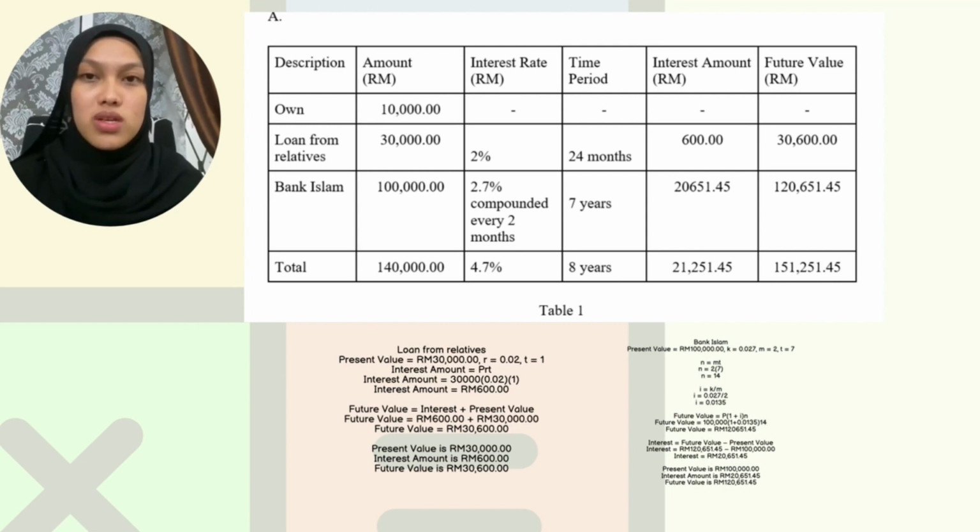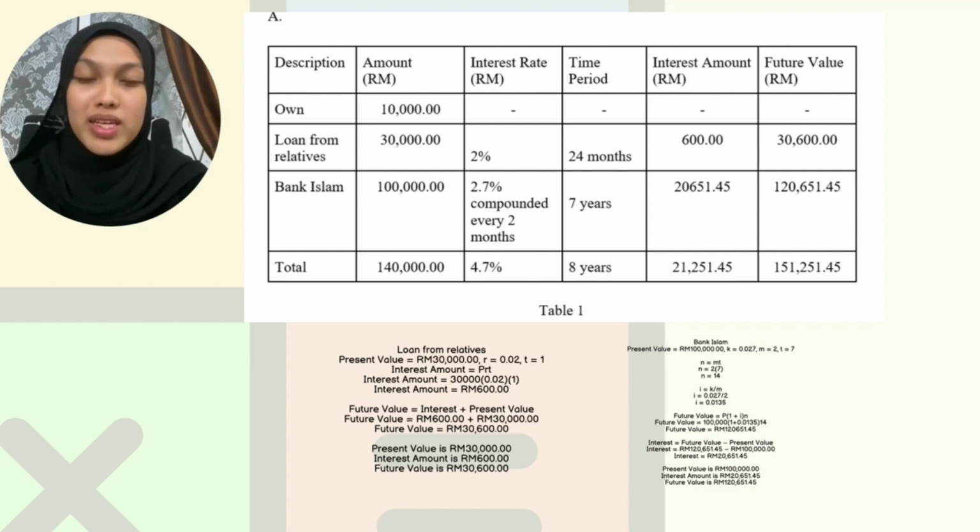On question 2, the question is to estimate the amount the company needs to start the business. Hence, using the interest rate given, find the interest amount and the amount after the time given. To find the interest amount, we can use the formula I = PRT, where P is 30,000, R is 2% or 0.02, and T is 24 divided by 12, so we get 900 for the interest amount in loan probability. To find the future value for loan probability, we use the formula future value equals I plus PV. After that, we get the answer, which is 30,600.